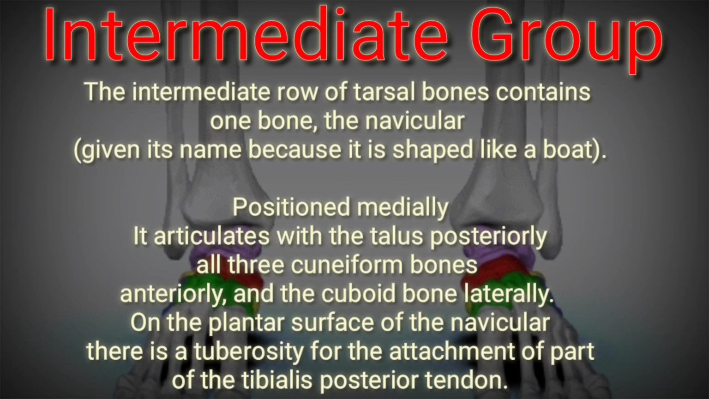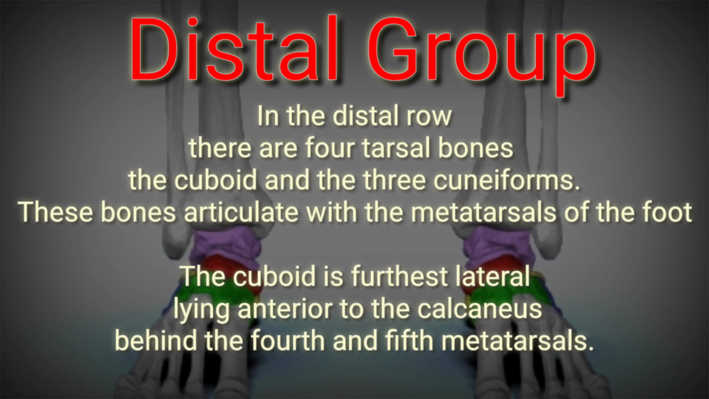Intermediate group, midfoot. The intermediate row of tarsal bones contains 1 bone, the navicular, given its name because it is shaped like a boat. Positioned medially, it articulates with the talus posteriorly, all 3 cuneiform bones anteriorly, and the cuboid bone laterally. On the plantar surface of the navicular, there is a tuberosity for the attachment of part of the tibialis posterior tendon.